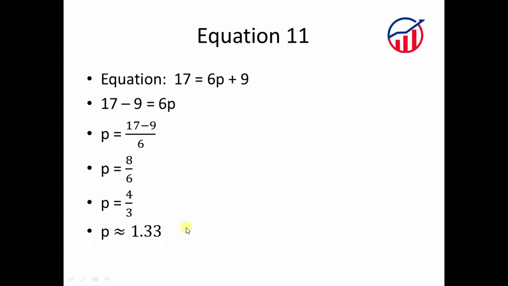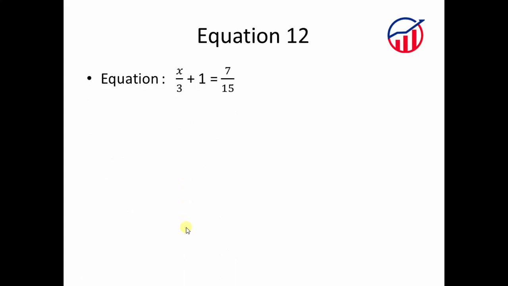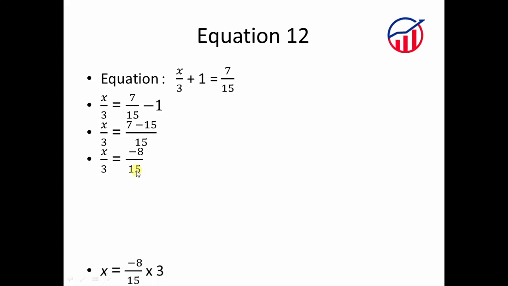So equation 12, which is the last of the equations in this particular exercise 2.1. So the equation is x upon 3 plus 1 is equals to 7 upon 15. So you're going to solve it like x upon 3 is 7 upon 15. This 1 is going to move over here, negative sign, minus 1. So you'll have x upon 3 is 7 minus 15 upon 15. So 15 ones are 15 over here, and the denominator will be common. So you'll have x upon 3 is minus 8 upon 15.